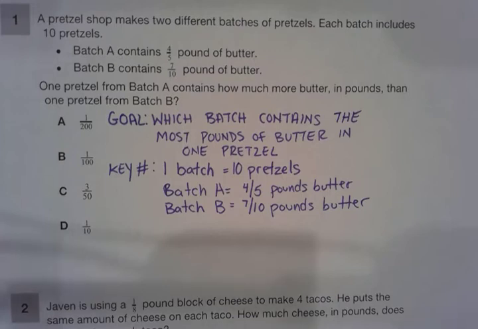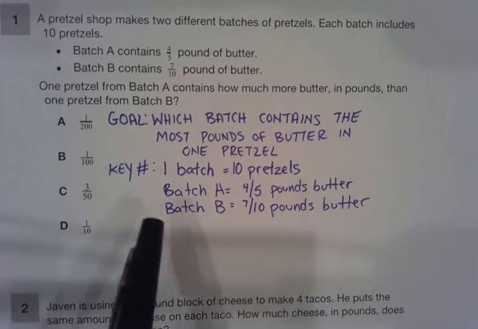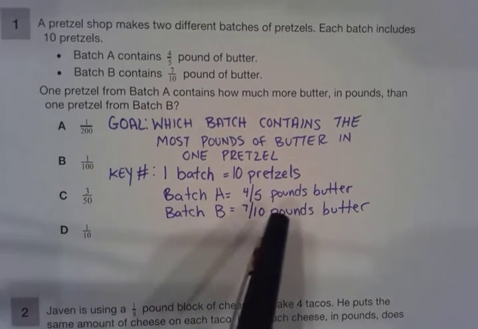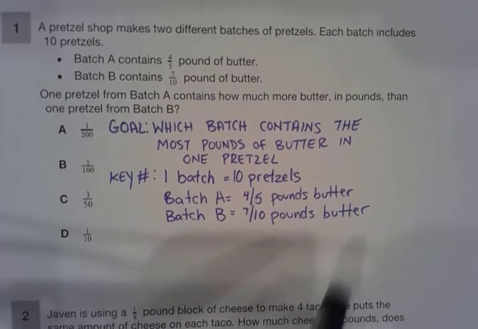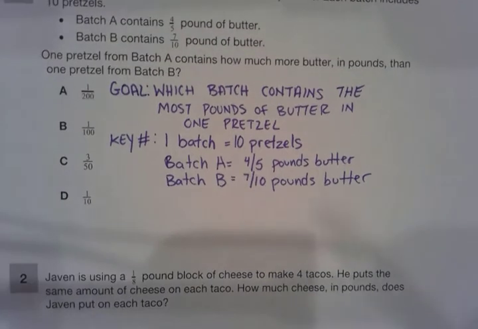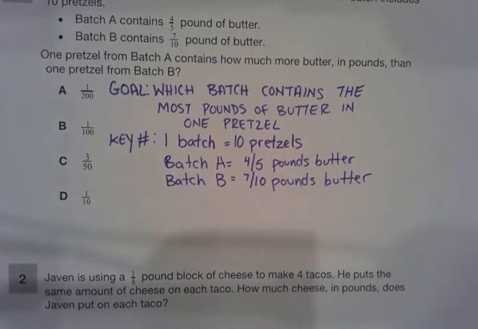So the goal of our problem is which batch contains the most pounds of butter in one pretzel, with our key numbers being one batch and 10 pretzels. Batch A has 4/5 pounds of butter and batch B has 7/10 of butter. So how can we figure out how many pounds one pretzel has?